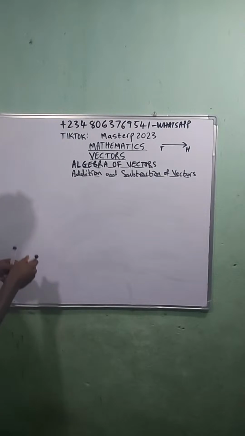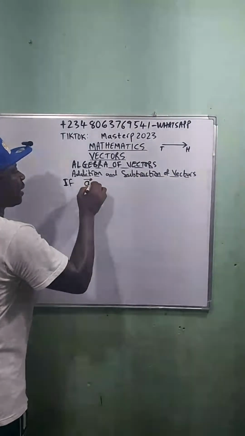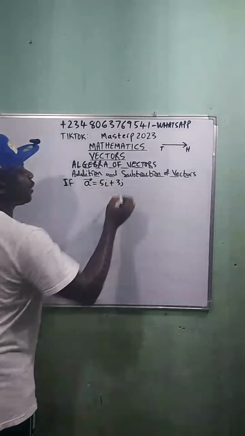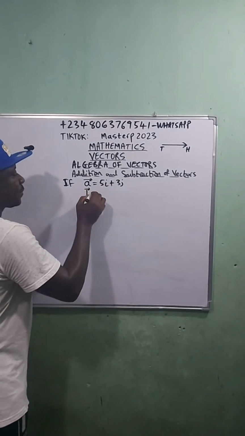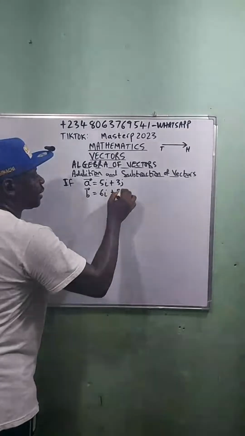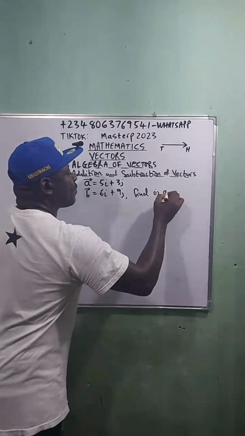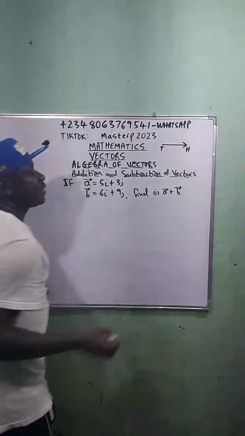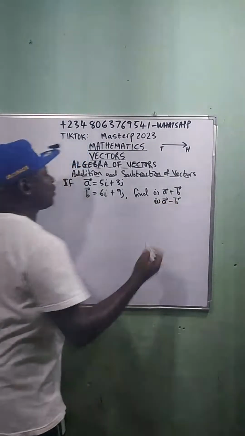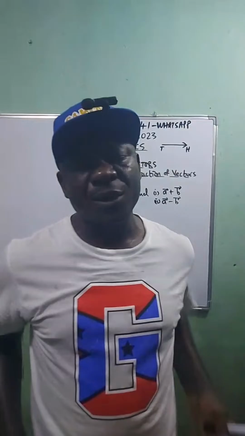Now, if you have a vector A equals 5i plus 3j, and another vector B equals 6i plus 9j, and you are asked to find vector A plus vector B, and then vector A minus vector B, it will be very simple. To add or subtract vectors, you just take their corresponding components together.